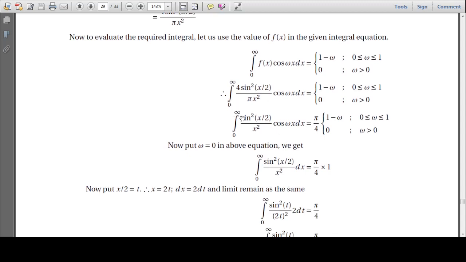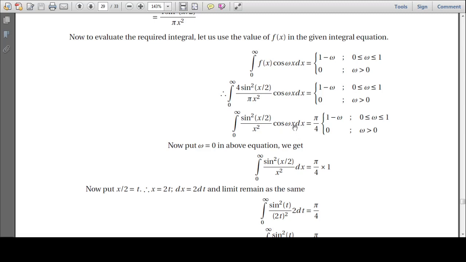So we make some rearrangement. There is a constant 4 by pi. I take this constant 4 by pi from the left side to the right side, it becomes pi by 4 into 1 minus omega when 0 less than or equal to omega less than or equal to 1. In the required integral, there is only sin square by x square, with no cos omega x. So we have to make this cos omega x 1. For that, here integration is with respect to x, and omega is our parameter. So we can put omega equal to 0.